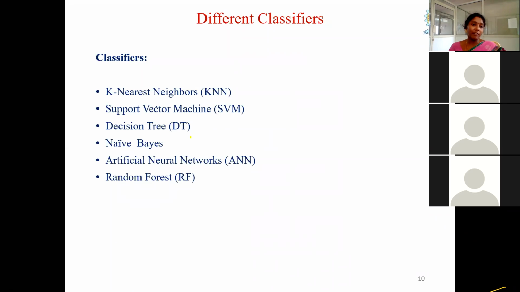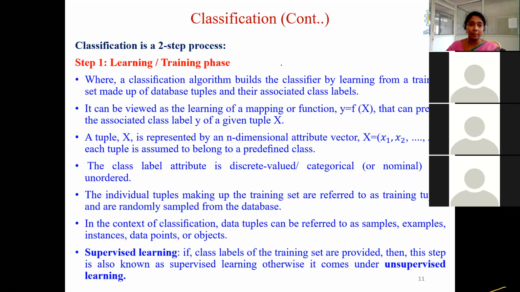For doing that, we have several classifiers. KNN, K nearest neighbor, is one of them. Support vector machine, decision tree, naive Bayes, artificial neural network, random forest. In my PhD research, I used KNN. All are equally good actually, but it depends upon the problem which classifier we need to select. I am very familiar with KNN because I have used it in my work.